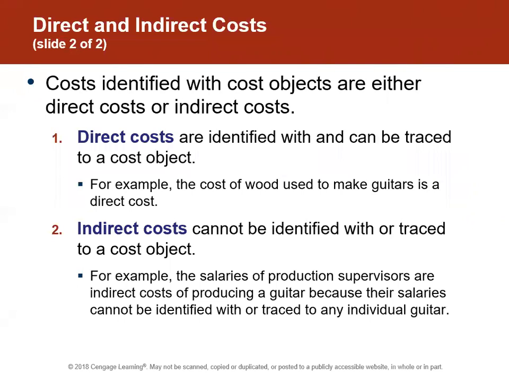Yes. So is it more like the hands-on is the direct cost versus the supervisor? Yeah, you can absolutely look at it that way, because we're looking at whether we can trace a cost to one guitar. If you can calculate the cost for one guitar, then it's a direct cost. Most of your direct costs for products are materials and labor. Those are your direct product costs, materials and labor. But it has to be labor working on the actual guitar.